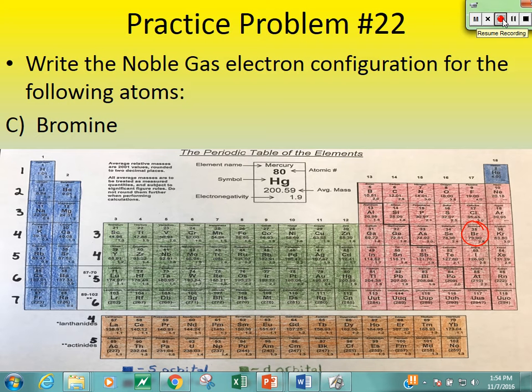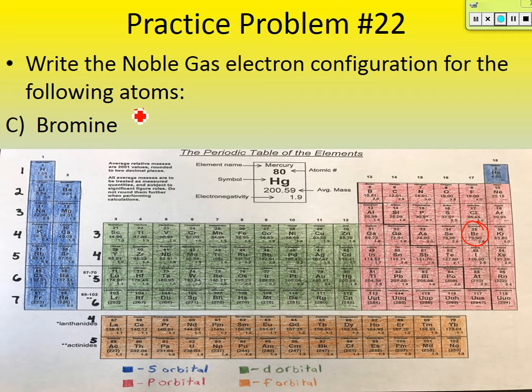Okay, let's see if we got it right, guys. What's the preceding noble gas to bromine? That means the one before it. Would krypton be it? No, because that's after it. What's the preceding one? So argon. Yeah, so we're going to put Ar in brackets. Ar in brackets. And let's build it from argon.